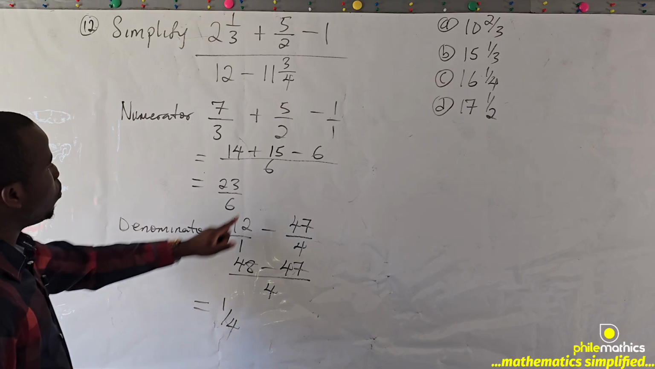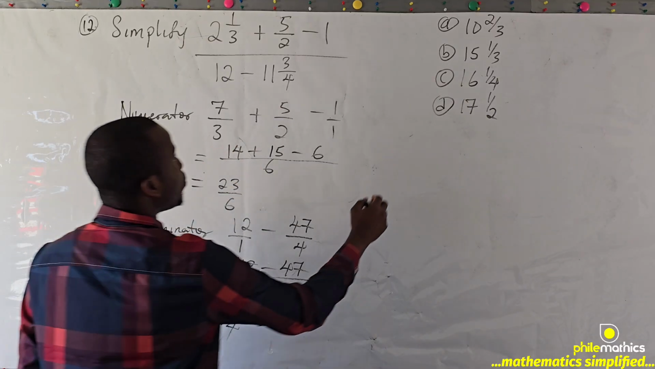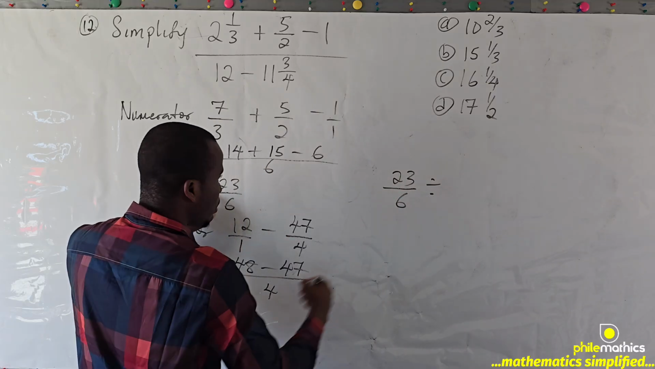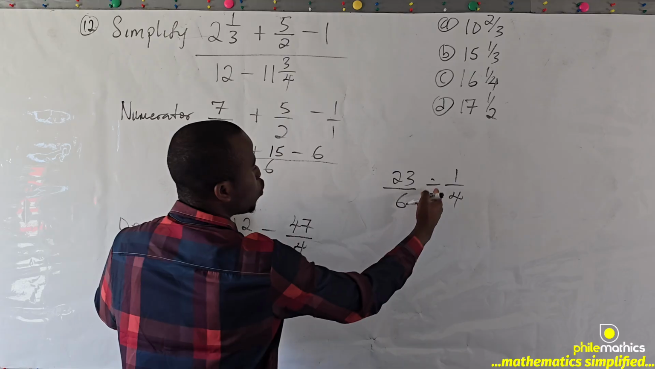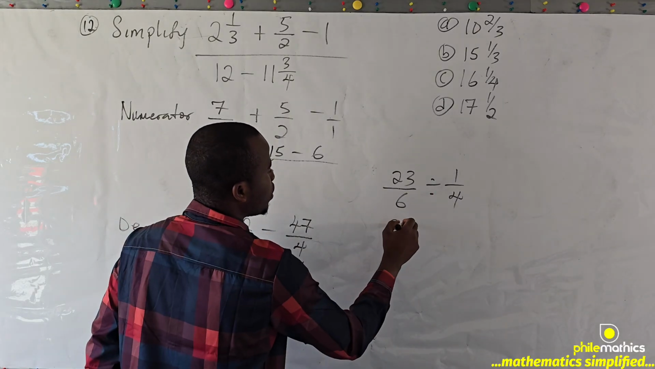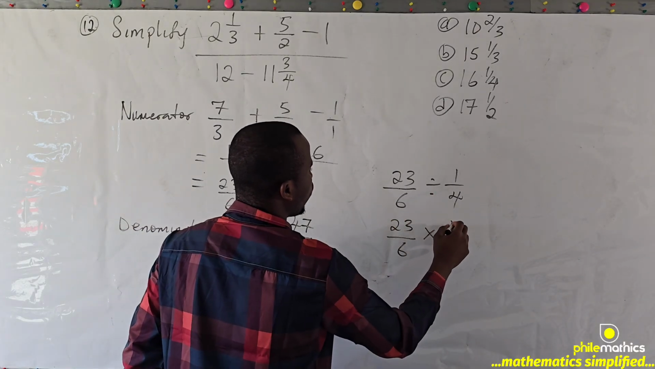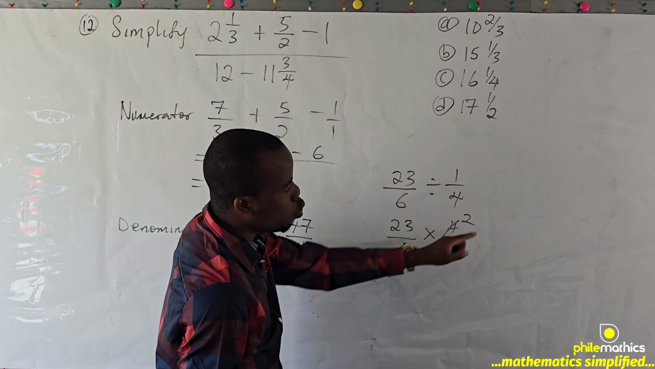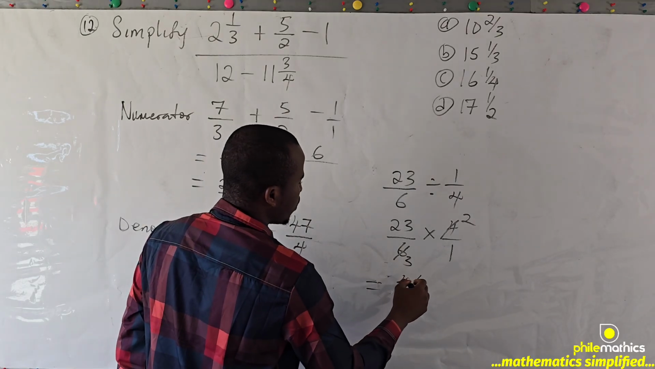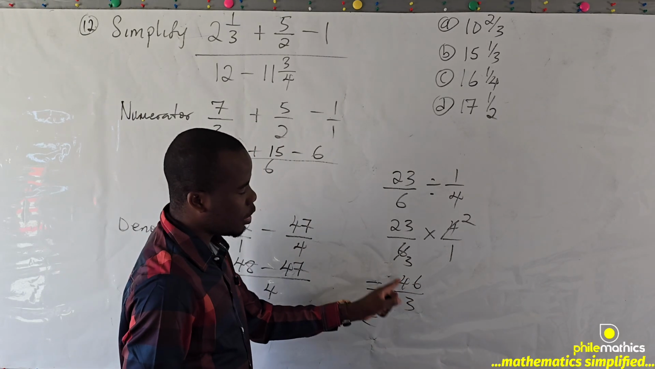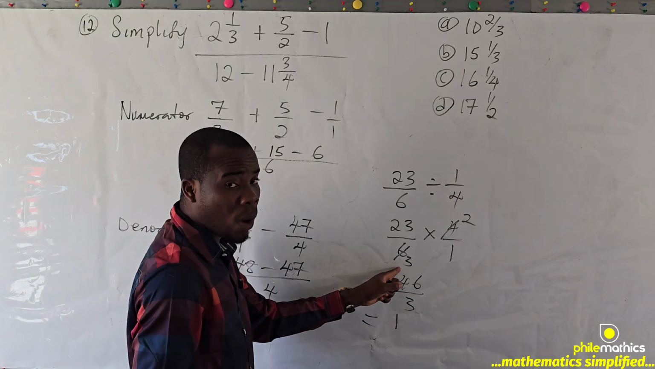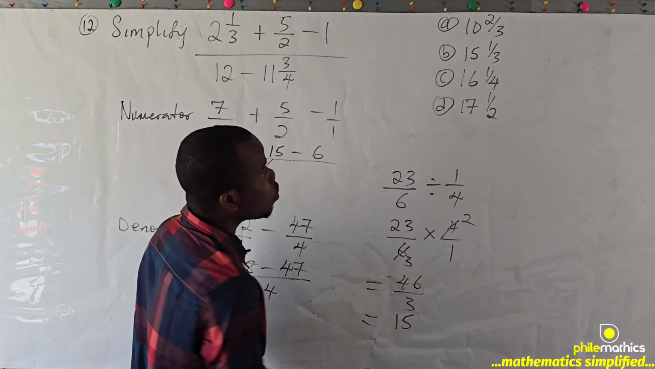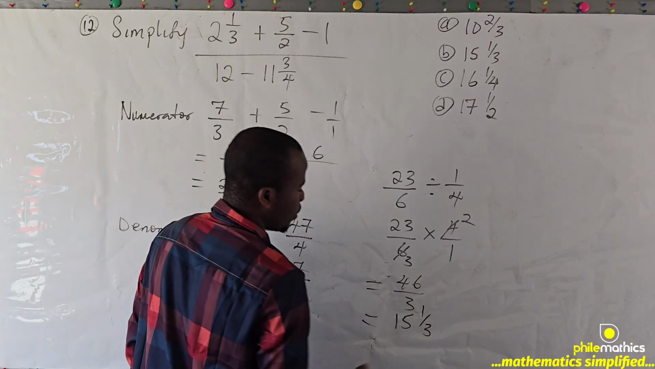Now, if we put both of them together, this will be numerator 23 over 6 divided by 1 over 4. And so if we change division to multiplication, we'll have 23 over 6 times 4 over 1. 2 here is 2. 2 here is 3. 23 times 2 is 46 over 3. Now 3 into 4 is 1, remainder 1. Into 16 is 5, remainder 1. So this is 1 over 3.